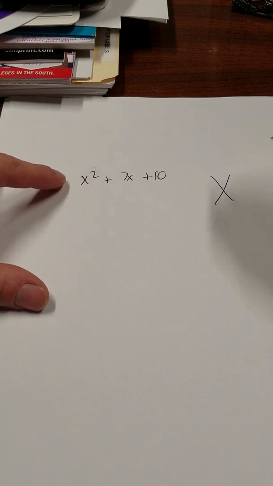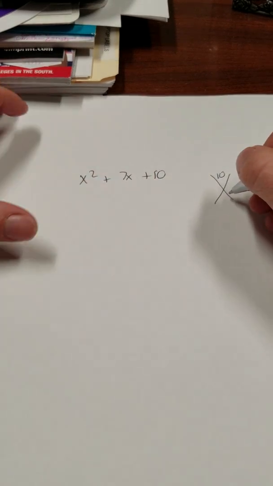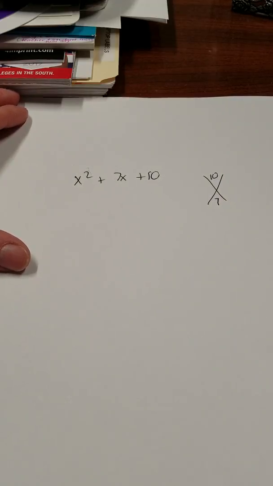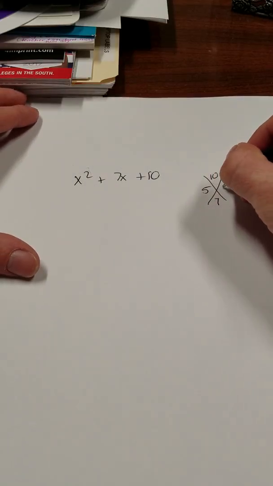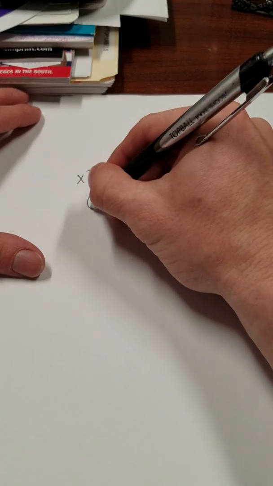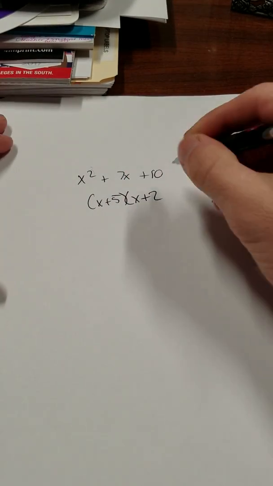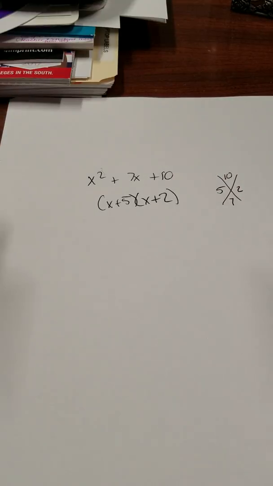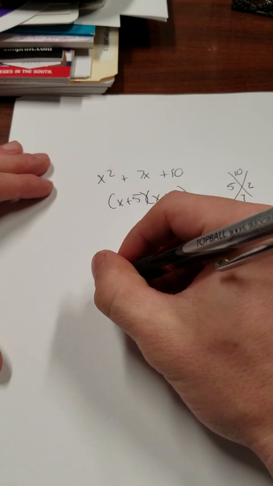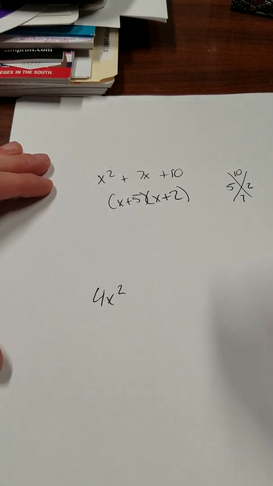There's not a leading coefficient, so we're just looking for something that multiplies to give 10 and adds to give 7. Well, that turns out to be 5 and 2. Write your factors, x plus 5, x plus 2, and you are done. Okay, nothing else you need to do there. The problem where we're running into is if there's something like this.